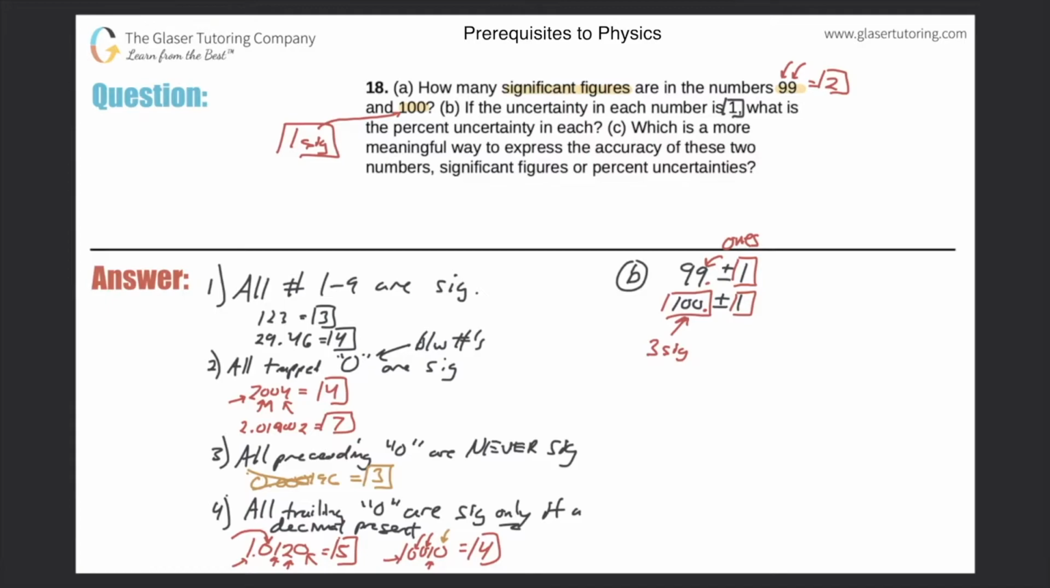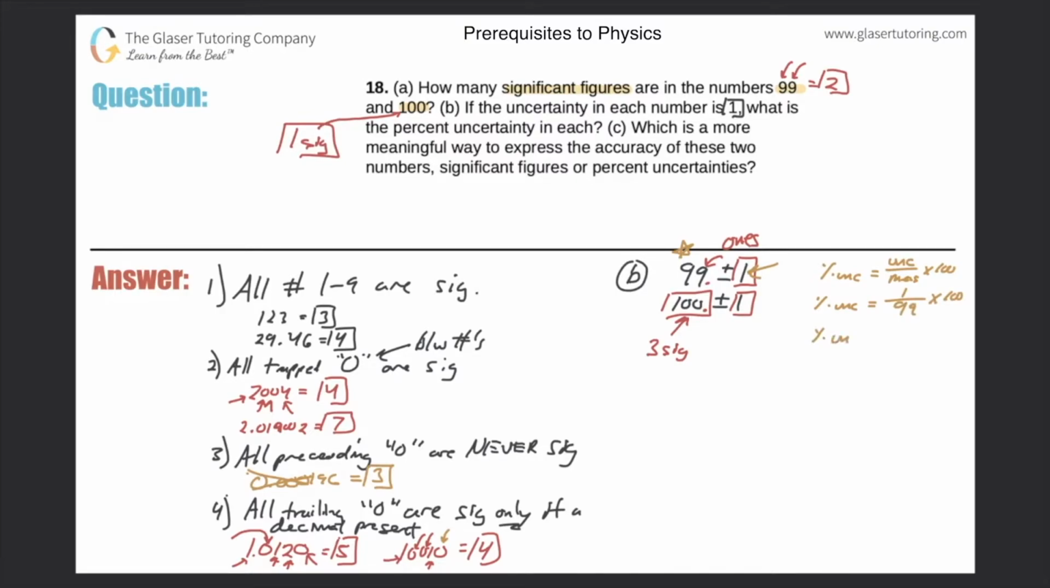Okay, so now we can answer the question. It says if the uncertainty in each number is 1, what is the percent uncertainty in each? Okay, so let's write our formula down for percent uncertainty. Percent uncertainty in any particular measurement is equal to the uncertainty of that measurement divided by the measurement itself multiplied by 100. So let's first work with the value of 99. So the percent uncertainty is the value of the uncertainty, which was 1, divided by the measurement itself, which was 99, multiplied by 100.